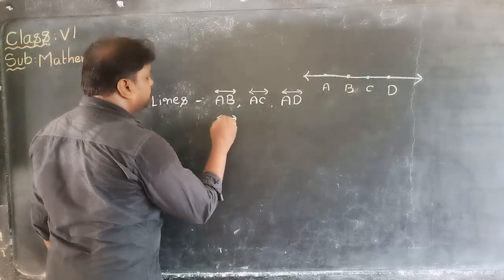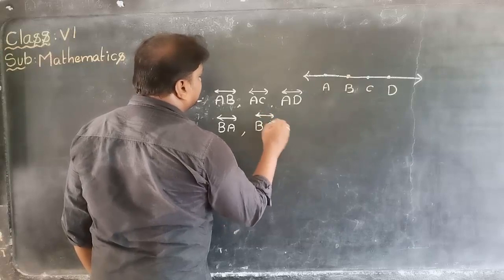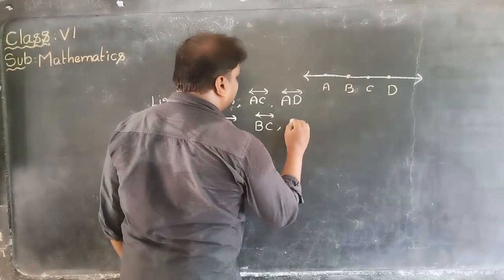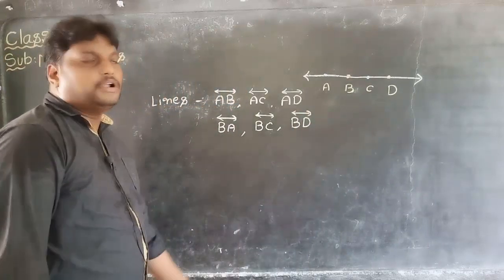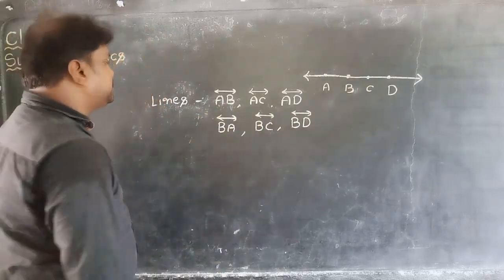Next, for B: BA and BC and BD. Now total how many completed? 1, 2, 3, 4, 5, 6. 6 over.